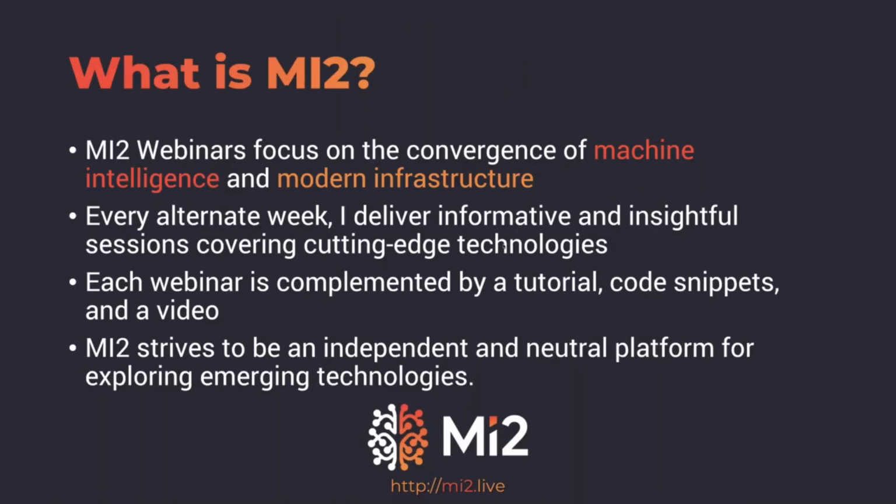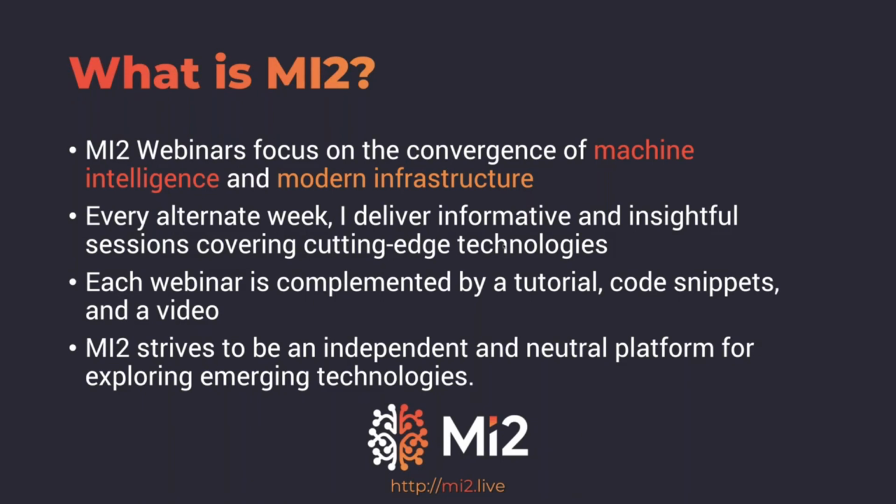MI2 stands for Machine Intelligence and Modern Infrastructure. Basically, machine intelligence is all about IoT, AI, edge computing, and deep learning. Modern infrastructure revolves around Kubernetes, microservices, service mesh, observability, and so on. This series primarily focuses on the convergence of machine intelligence and modern infrastructure.